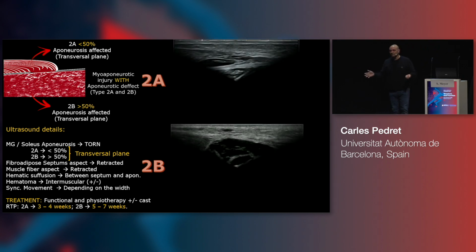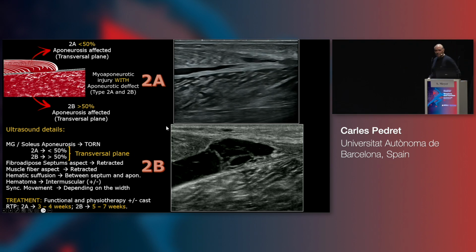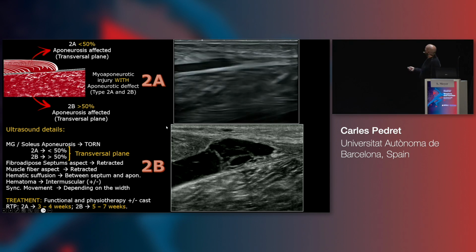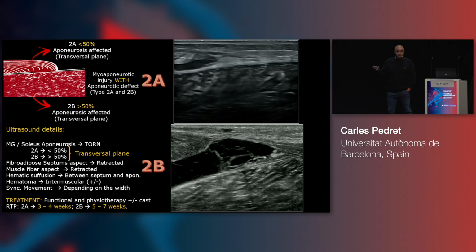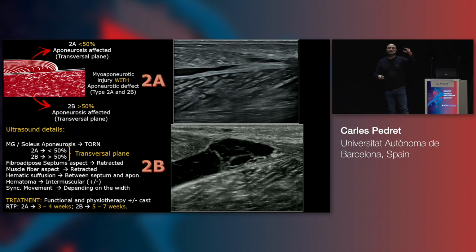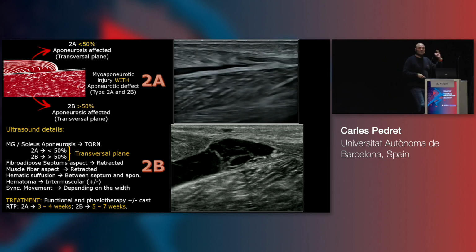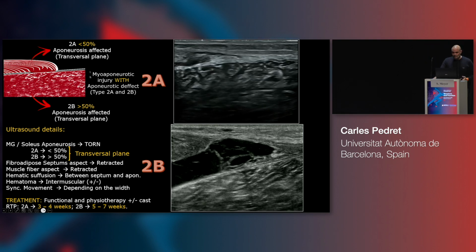So we need to go to transversal. And also, we need to check with the plantar flexion movement to see if there is a loss in the synchronous movement or not. So, for example, in this 2A, we can see that even with the rupture, the synchronous movement is quite preserved. It's not affected. They move the same, but with a bit of hematoma in the middle, in between both muscles. But look, for example, at this one, okay?